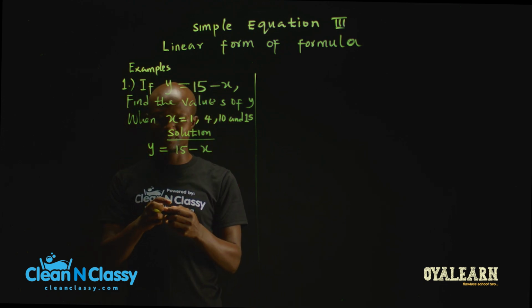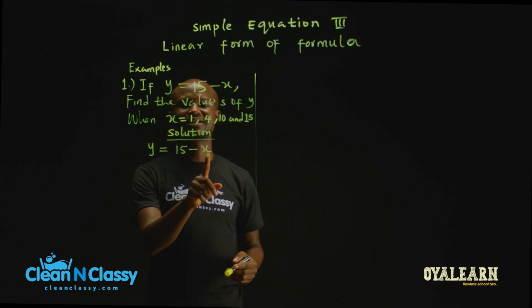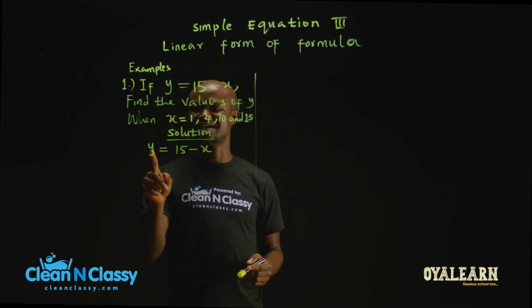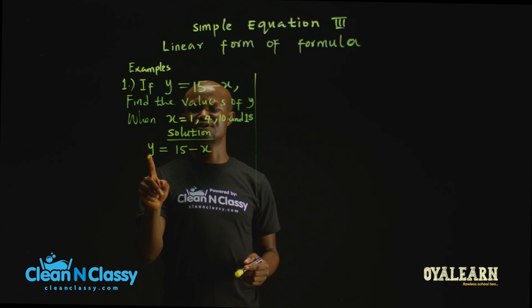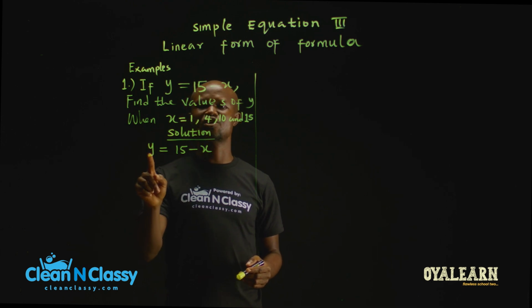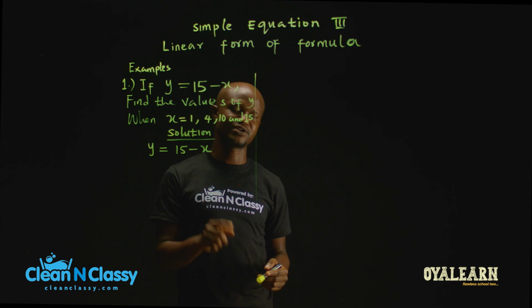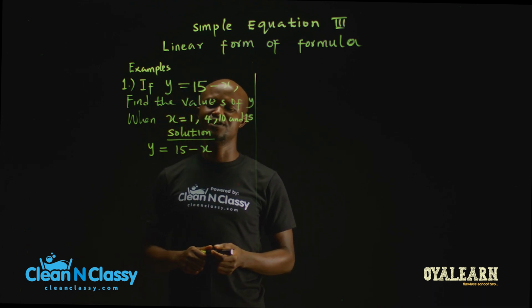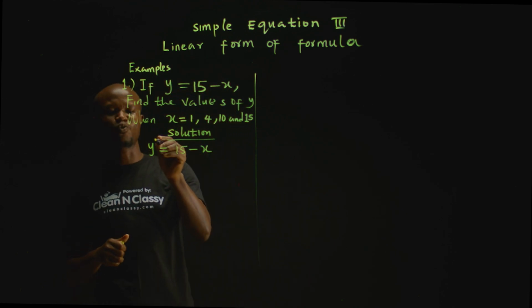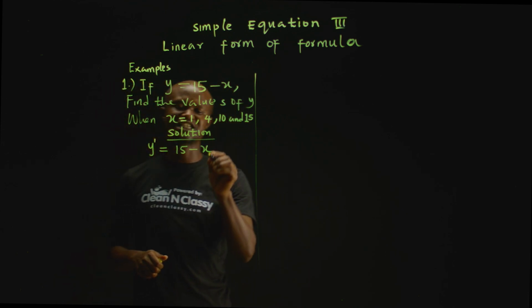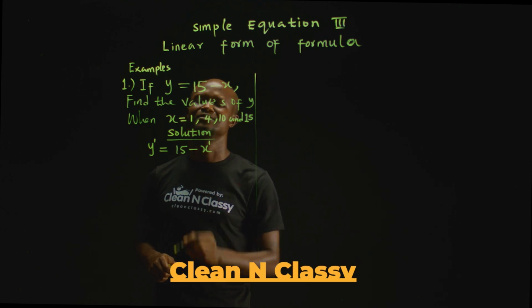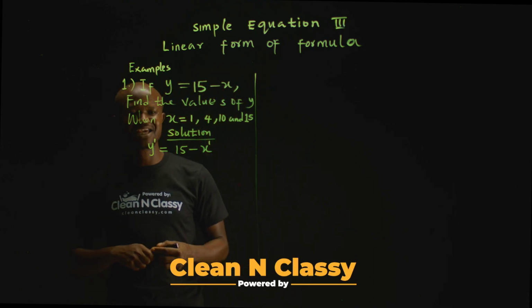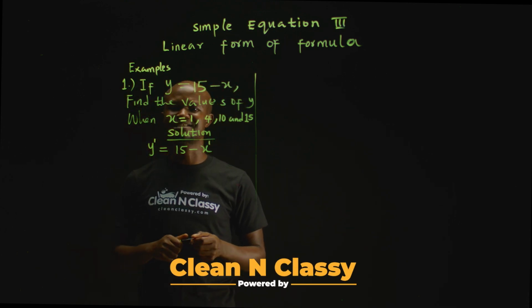And what are the two variables? This is a variable, this is another variable. y is also a variable. This y is called the dependent variable, while the x is called the independent variable. The highest power of y is 1. The highest power of x is also 1. So in this case, y equals 15 minus x is a linear equation.